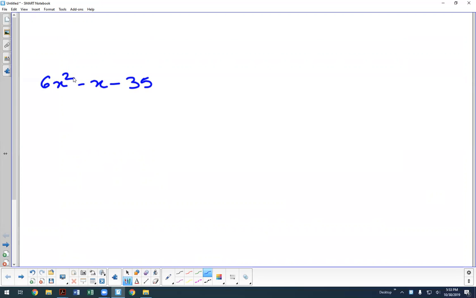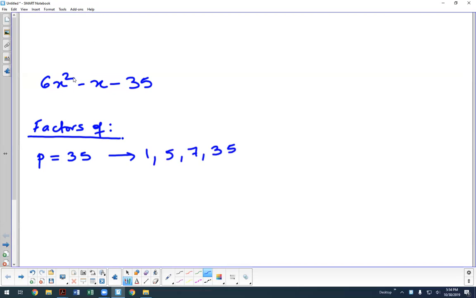So all the factors of the number 35. For P, it's going to be the term 35, which is the constant term. And what are the factors of 35? 1 and 35. What else? 5 and 7, yeah. So all four of these numbers would be considered the factors of 35. When I multiply them, I get 35.